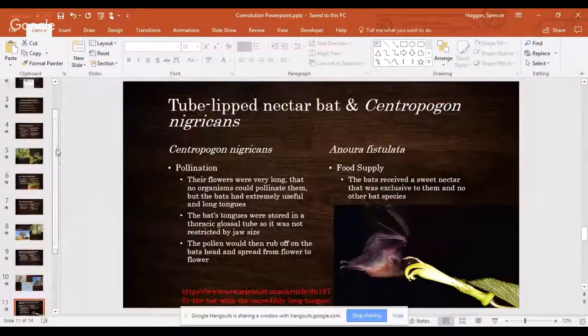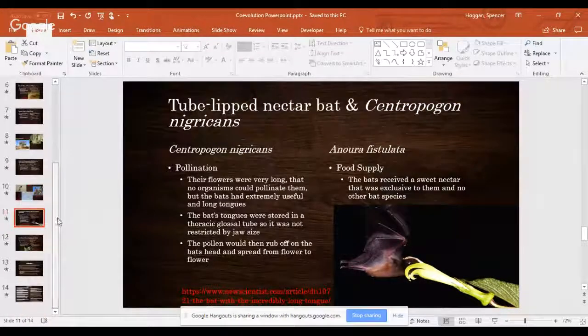So now that we've had some insects and then we had a bird example, we now have a mammal example. The tube-lipped nectar bat, Anoura fistulata, and the Centropogon nigricans, which is a tropical flower, have co-evolved. In this example, the flower actually evolved first to gain this long corolla, and the nectar's down here at the bottom, and nothing else could reach the nectar to pollinate it except for these bats, because they in turn, as a selective pressure, evolved these thoracic glossal tubes.